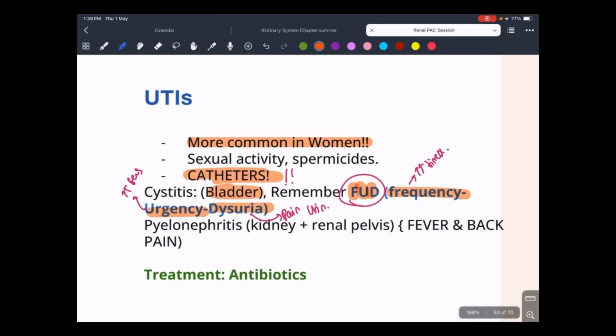Pyelonephritis is infection of the kidney and the renal pelvis, and this is very serious. And here, it's very important that you see very high fever and back pain. UTIs can also present with fever, but it will not be as high as pyelonephritis. So fever and back pain, sweats, it's very emergent for the patient. And of course, since this is an infection, then we just give antibiotics, okay?